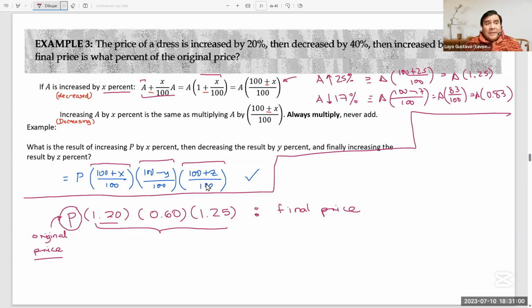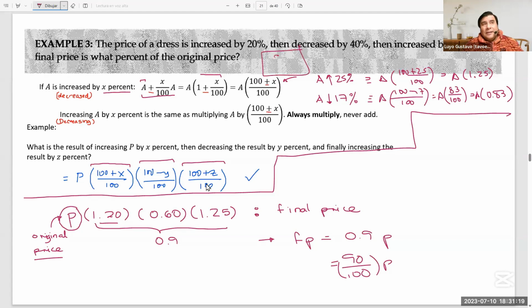So if you multiply the three factors, what we get is 0.9. So the final price is actually the original price multiplied by 0.9. This is the same as saying 90% of the original price. The correct answer would be 90. Okay, so that's it.